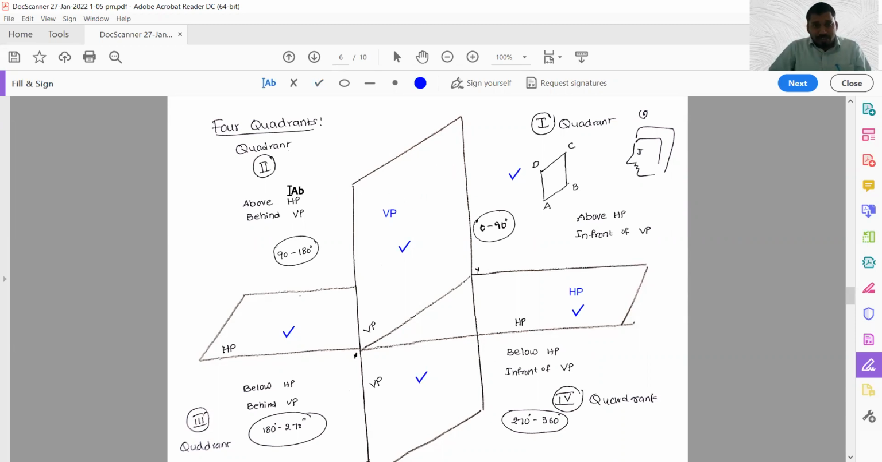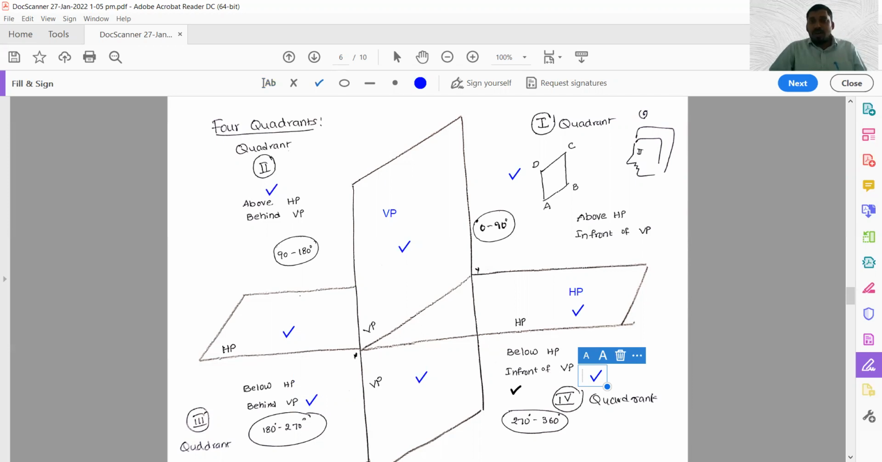When object is placed here in second quadrant, the position would be above HP and behind VP. So on the backside of vertical plane, you will be getting the object. Object position is here. So behind VP, above HP. When object is placed here, below HP, behind VP, it is in third quadrant. When object is placed in fourth quadrant, position of object is below HP and in front of VP.